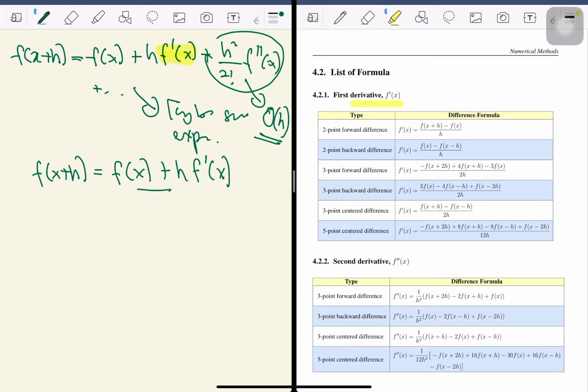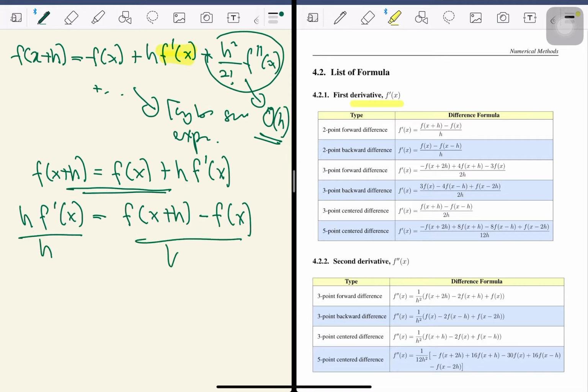If you rearrange this by making f'(x) the subject, you will definitely get f'(x) equal to f(x+h) minus f(x), divided by h. Obviously there's no more h here, so you can see that this is the formula. But for your scope, there's no proving. We just make use of all the formulas given in the table.